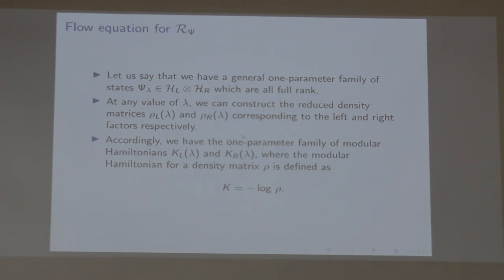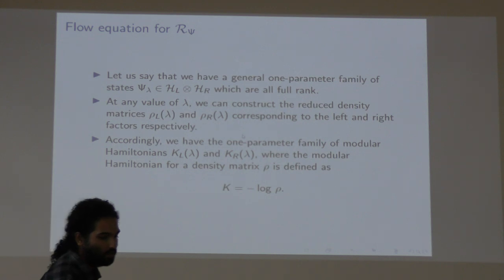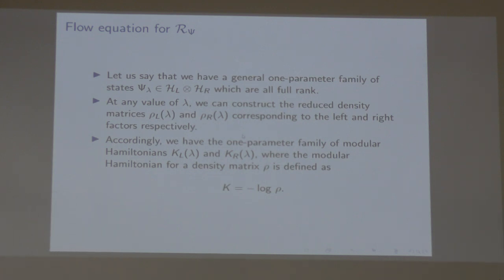Let's get into the weeds a little bit. So let's say we have some one parameter family of states, which I'm going to call psi sub lambda. These are states in this bipartite Hilbert space. And for simplicity, I'm going to consider full rank states, although that's not very important. Now, at any value of lambda, of course, we can construct the reduced density matrices rho left and rho right, corresponding to the left and right vector spectrum.